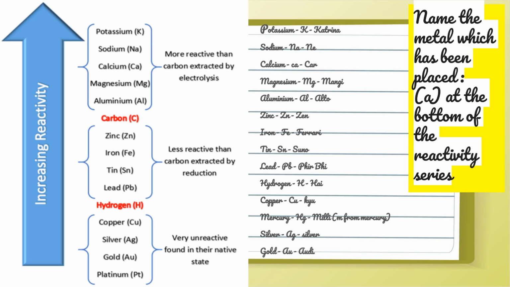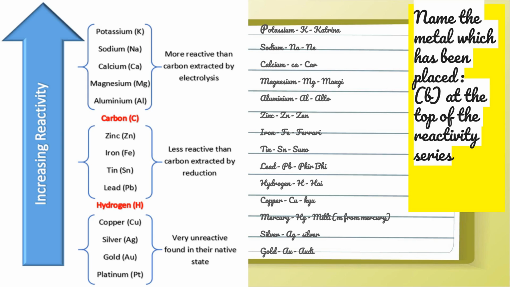Solution. Gold. Katrina ne car mangi alto, Zen, Ferrari suno firbi q milli silver Audi. Potassium, K, Katrina. Sodium, Na, Ne. Calcium, Ca, Car. Magnesium, Mg, mangi. Aluminium, Al, alto. Zinc, Zn, Zen. Iron, Fe, Ferrari. Tin, Sn, suno. Lead, Pb, Fear B. Hydrogen, H, high. Copper, Cu, Q. Mercury, Hg, milli. Silver, Ag, silver. Gold, Au, Audi.